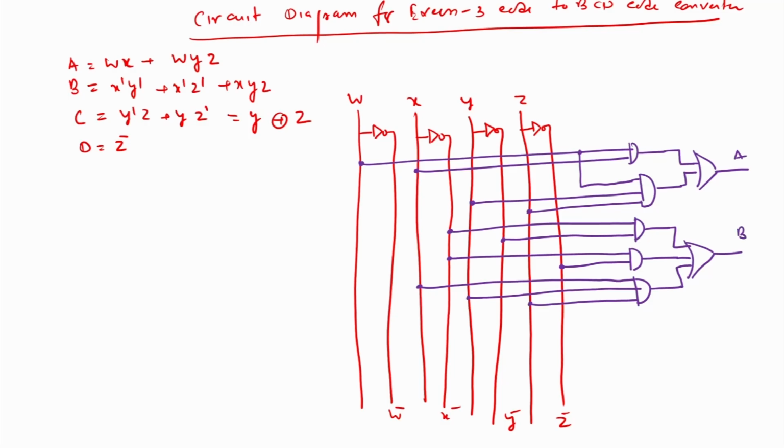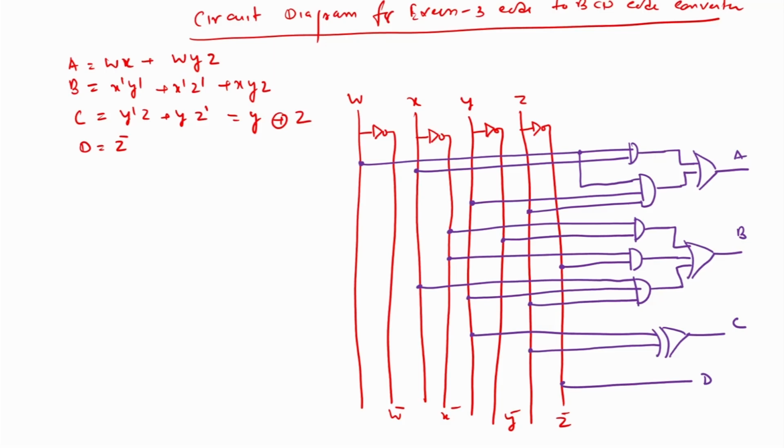This is represented by B. Similarly, C is represented by Y XOR Z. Y is taken from here, Z is taken from here, and both are combined using an XOR gate. This represents C, and Z directly takes the value of Z, this represents D, Z complement. This circuit diagram behaves like a circuit diagram for an XS3 code to BCD code converter, and let us check what the outputs are.